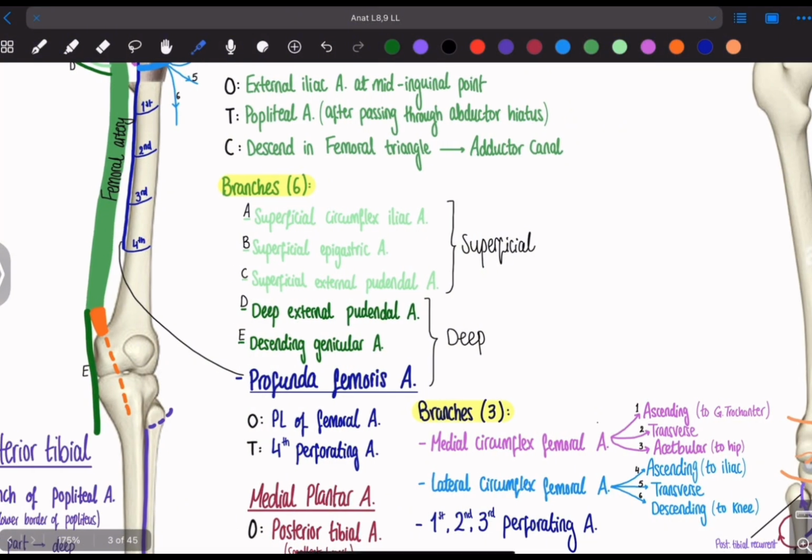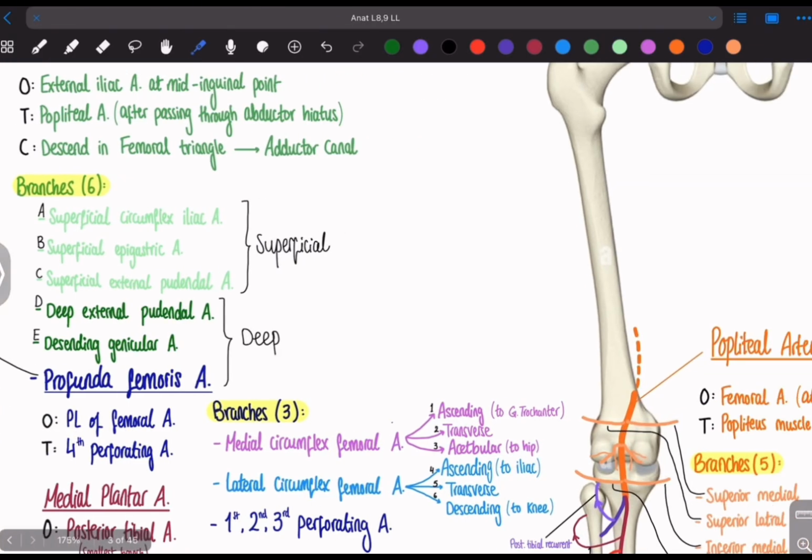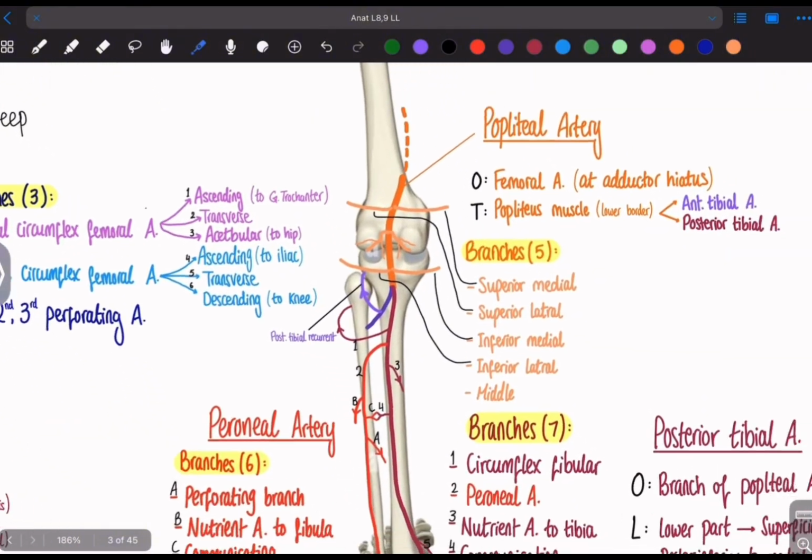Now let's go back to the termination of the femoral artery. Remember the termination for the femoral artery? We said it's going to go through the abductor hiatus. Imagine it's here, so it's going to go through the hiatus, and it's going to change its name into popliteal artery, and it's going to go where? Posterior, behind the knee.